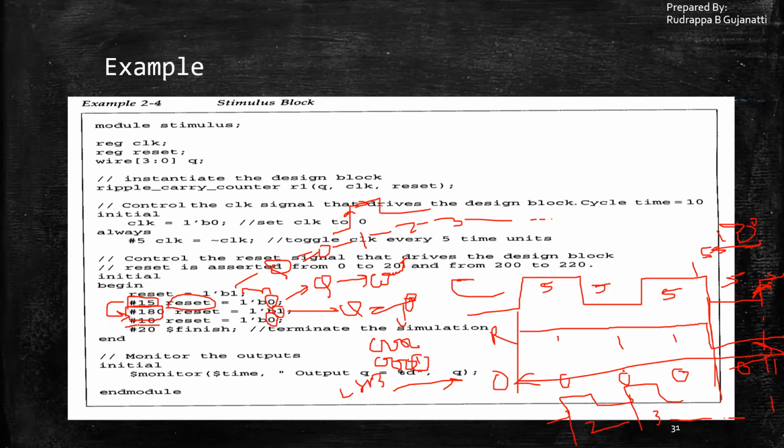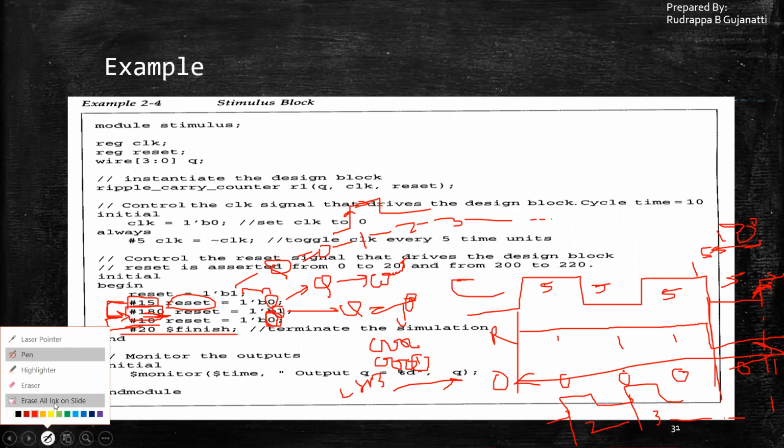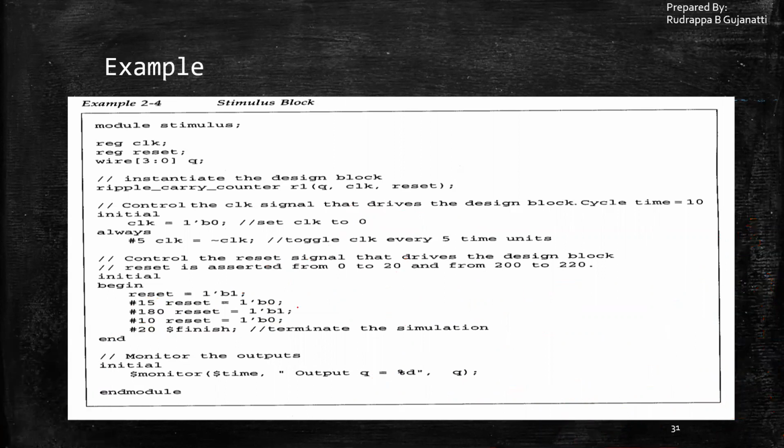It is made 0 after 10 units from this point. So that is 15 units plus 180 plus 10 units. At that position, this will be 0. Then again, what you're doing is after some amount of time, you're terminating it. You're terminating it. So here you can just observe.